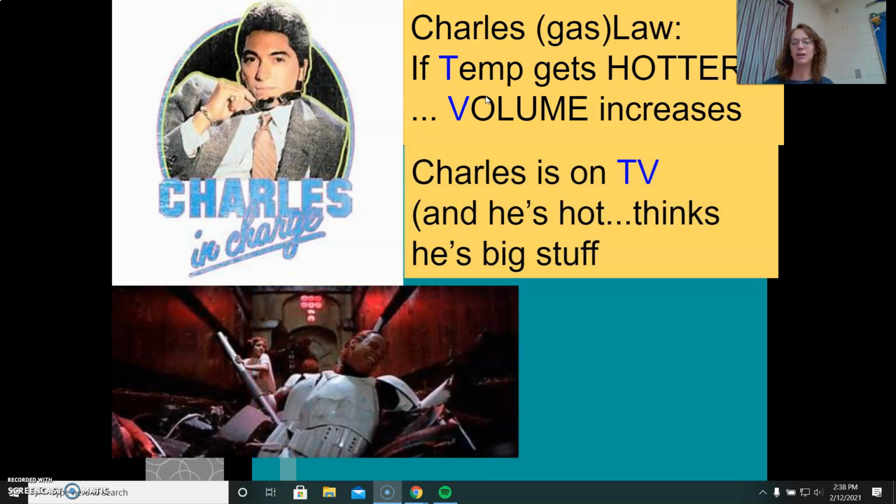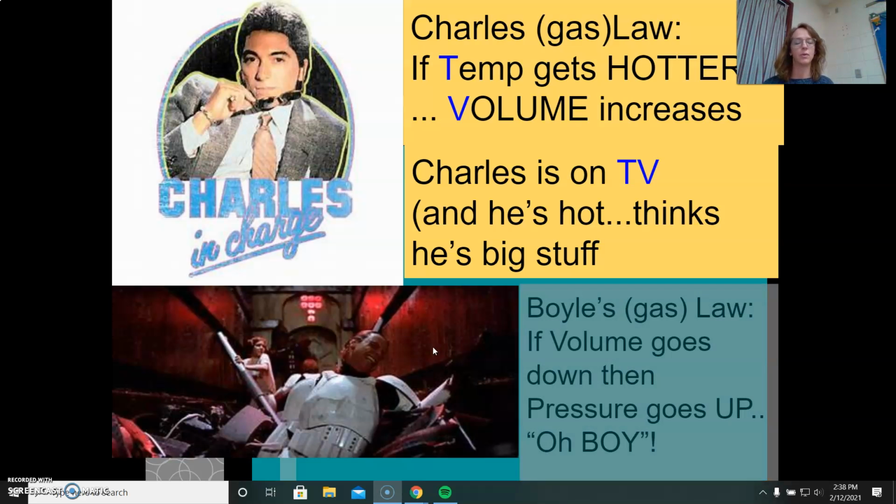Okay, my trick for remembering Boyle's law is Star Wars. So as we decrease the volume, these guys are in the trash compactor if you saw this Star Wars episode. But you can see them. Those walls are decreasing in volume, and so they're pushing on the edge. So as you decrease volume, you increase pressure because you're saying, oh boy, and you want to get out.